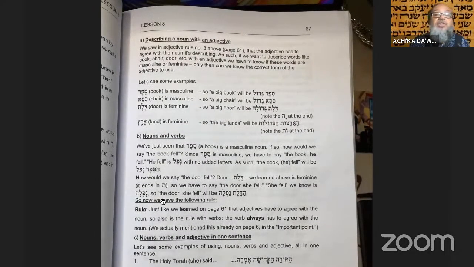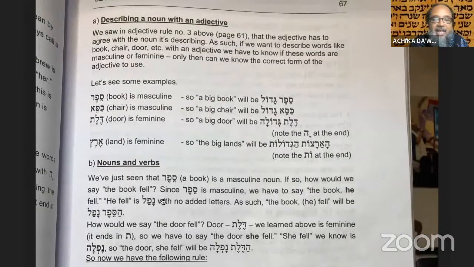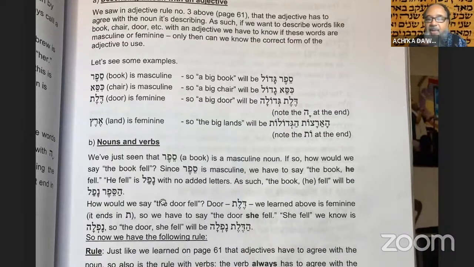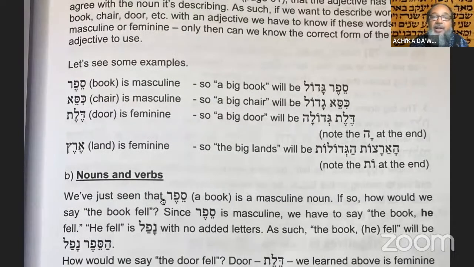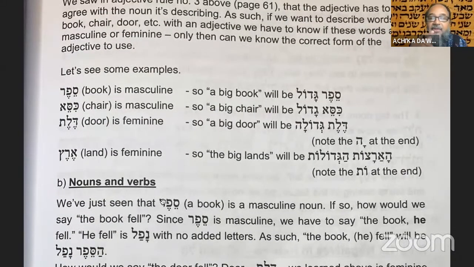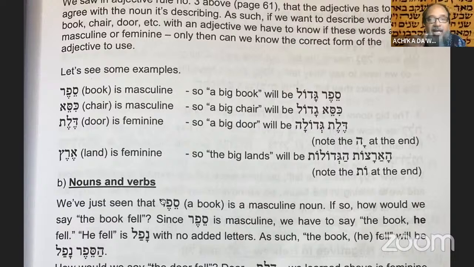Okay, so back to our page. Now they're telling us that this is going to have to agree. So let's look at some examples, okay? Because I'm going to send this paper to you, but let's just look at some examples. The first example we have here is a book, okay? It's not the book. If it was the book, it would have a what in front of the sefer? What letter? Ha. The letter hey, the ha sound would be right in front of ha sefer, but it's not. It's a book.